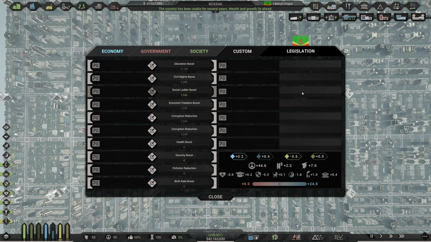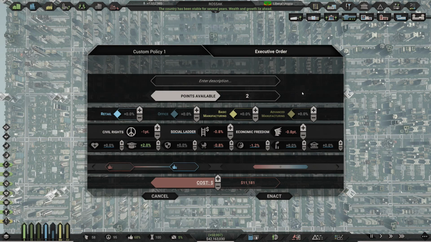And then giving us these custom policies is really interesting, because then we can roll our own, like what I did here. Here was my first one where I'm boosting up the education, and it cost me $11,181. One thing that I wish would happen is that as we're setting these factors, it would automatically affect the approval rating, so we get some kind of reading on the right, left, approve or disapprove. That would be the one thing that I think the custom policies need as an improvement.